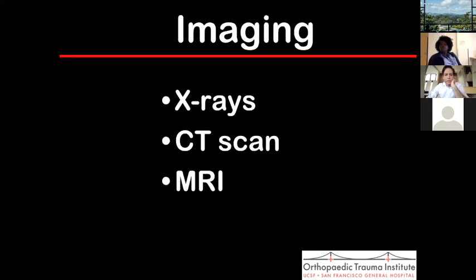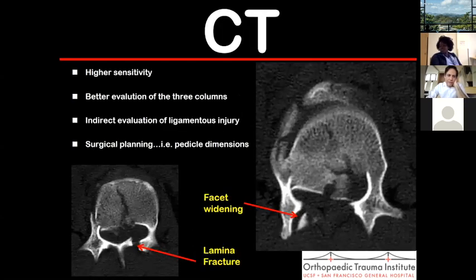And then a few words on imaging. These are the three modalities that we use in the PD. Usually, most people, if they have suspected spine trauma, the CT is what we get initially. It has high sensitivity for bony injuries.